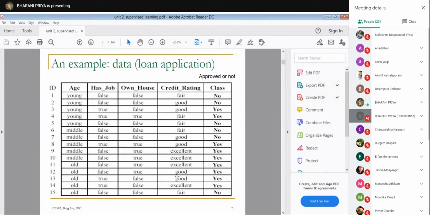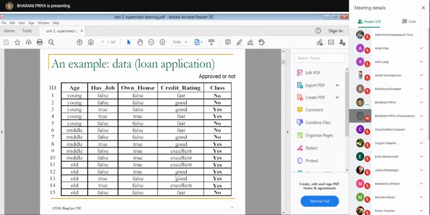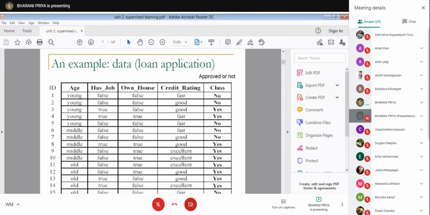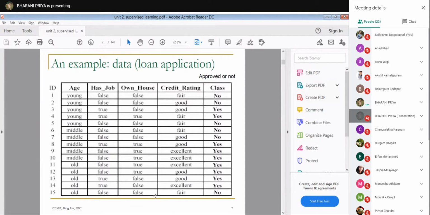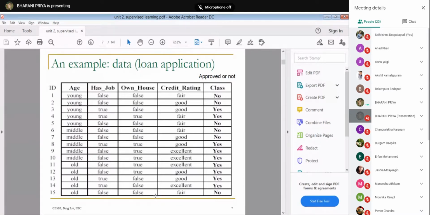Take the screenshot of this data. Done? Because we are going to work on this data only. Take the screenshot of this data. Shall I proceed?